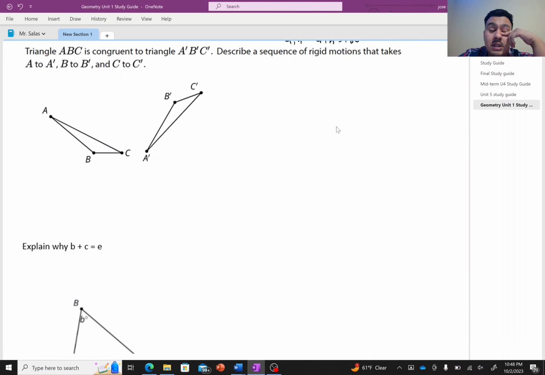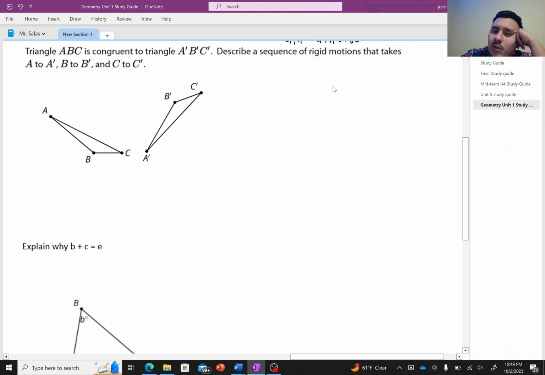This next question says triangle ABC, so this triangle right here, is congruent to triangle A prime, B prime, and C prime. Describe a sequence of rigid motions that takes A to A prime, B to B prime, C to C prime. In other words, what this problem is asking us, how can we get this triangle to be at exactly the same place as this triangle A over here?